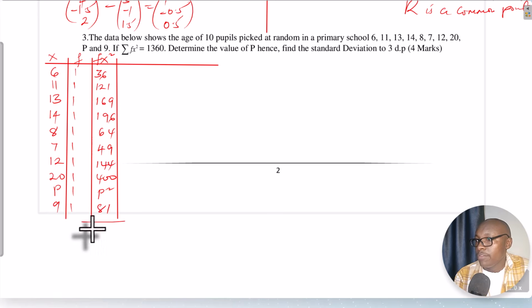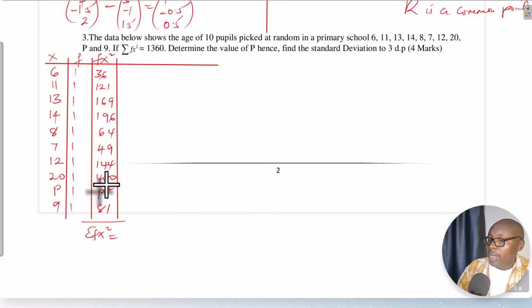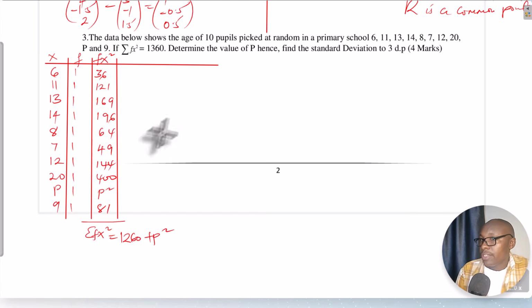So that means when you add everything here, that is when you get the summation of fx squared. So I'll add everything here. So you have 36 plus 121 plus 169 plus 196 plus 64 plus 49 plus 144 plus 400 plus 81. So that gives 1260, plus p squared when you add everything there.